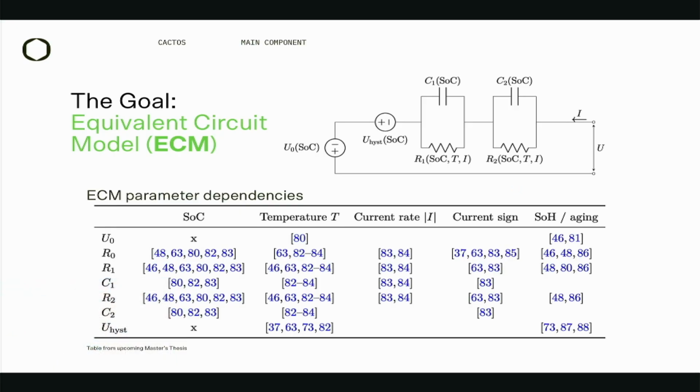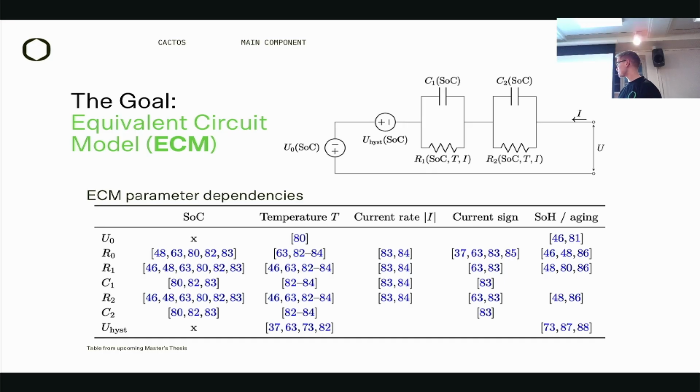Now, getting into the actual model itself. Here on the right, you can see a picture of an equivalent circuit model, or an ECM. It is a very common way of simulating the voltage of the battery cell. These components drawn into it are normally characterized with the mentioned laboratory testing, but we get them from the data. And as you can see in the table below, it is from my master's thesis.